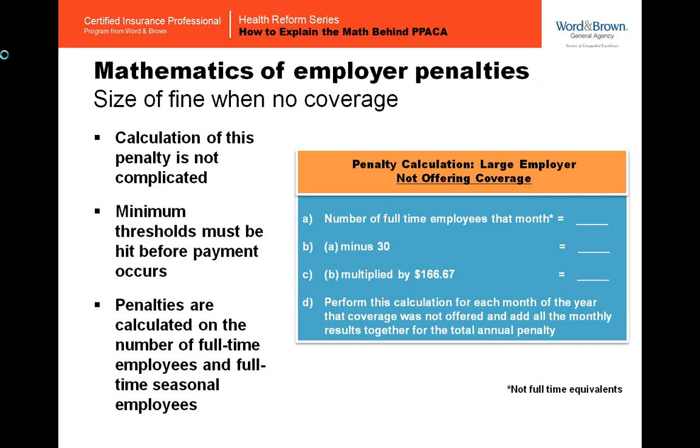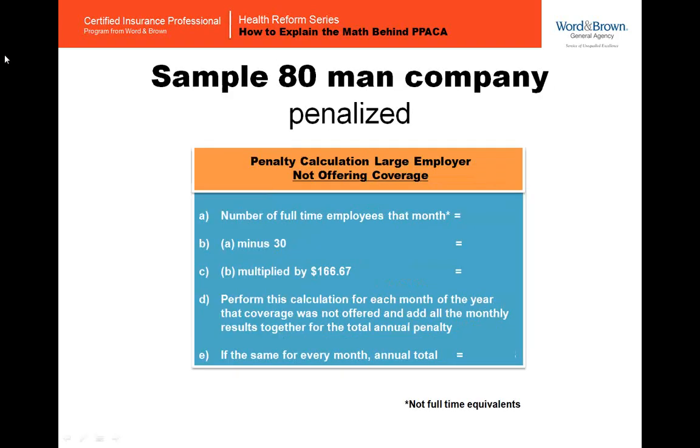So let's take a look at what we've got. We're going to calculate a penalty for a large company. In this case, it's an 80-man full-time company, to make it simple. Category A says, how many full-time employees do I have in that month that I'm measuring? Answer, 80. Now I get to subtract 30. Why? Well, because PPACA says to subtract 30. There must have been some whale of a discussion in Congress as to whether we were going to subtract 30 or 20 or 10 or 50 or whatever it was going to be.